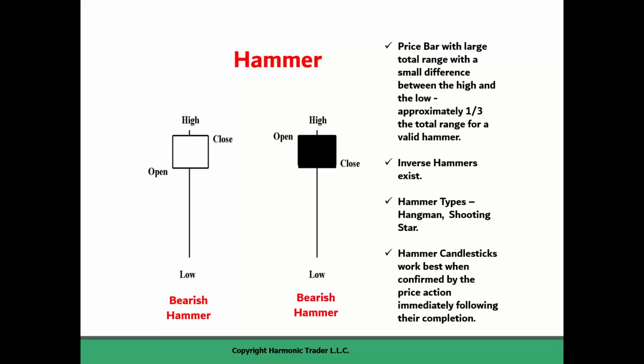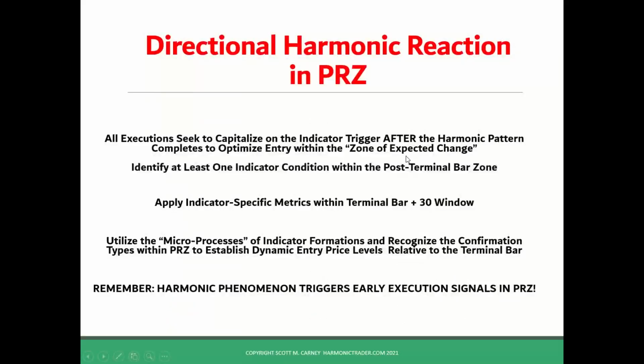The other common pattern formation is a hammer. We see that a lot as it's consolidating in the zone. We'll look at one or two in a bit. But these formations you should definitely take a look at because those are the price action signs of directional change. Really what we're looking for in those zones in every execution is those signs that give us a directional expectation for a harmonic reaction in the PRZ. And so we're going to look now at the triggers. So we know that the PRZ and the terminal bar, something's supposed to happen after that.